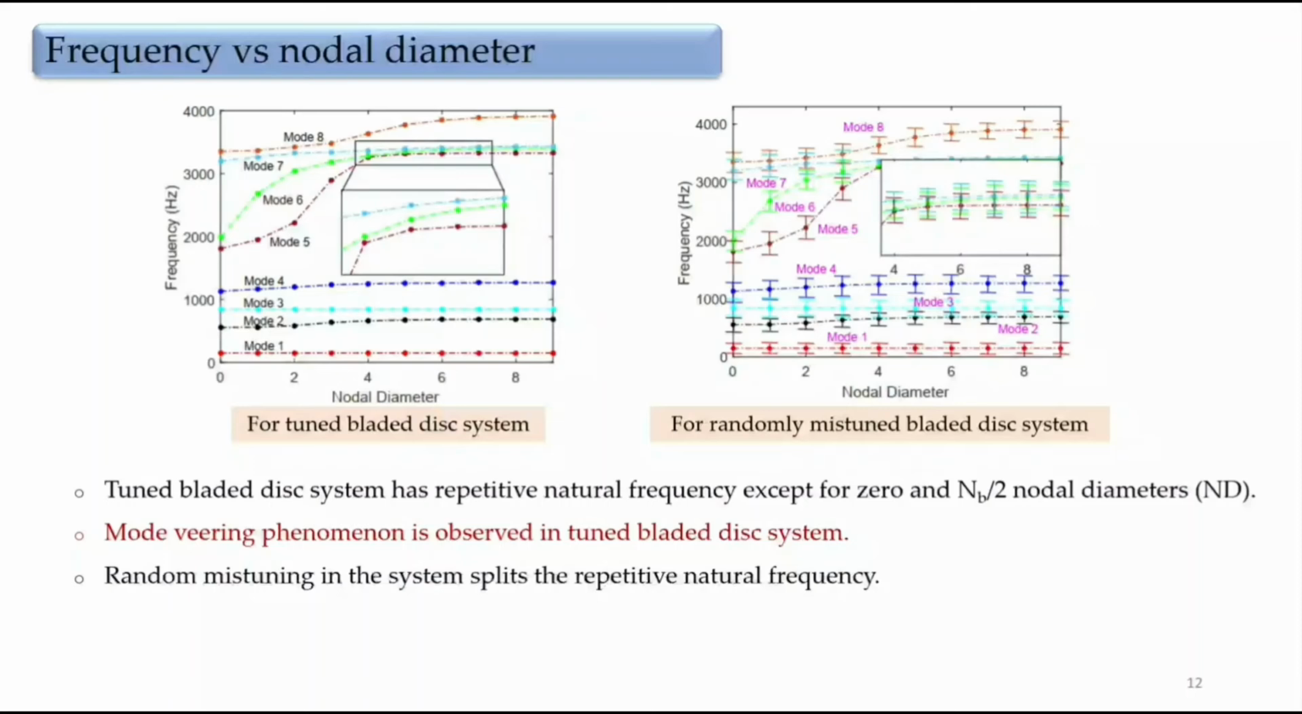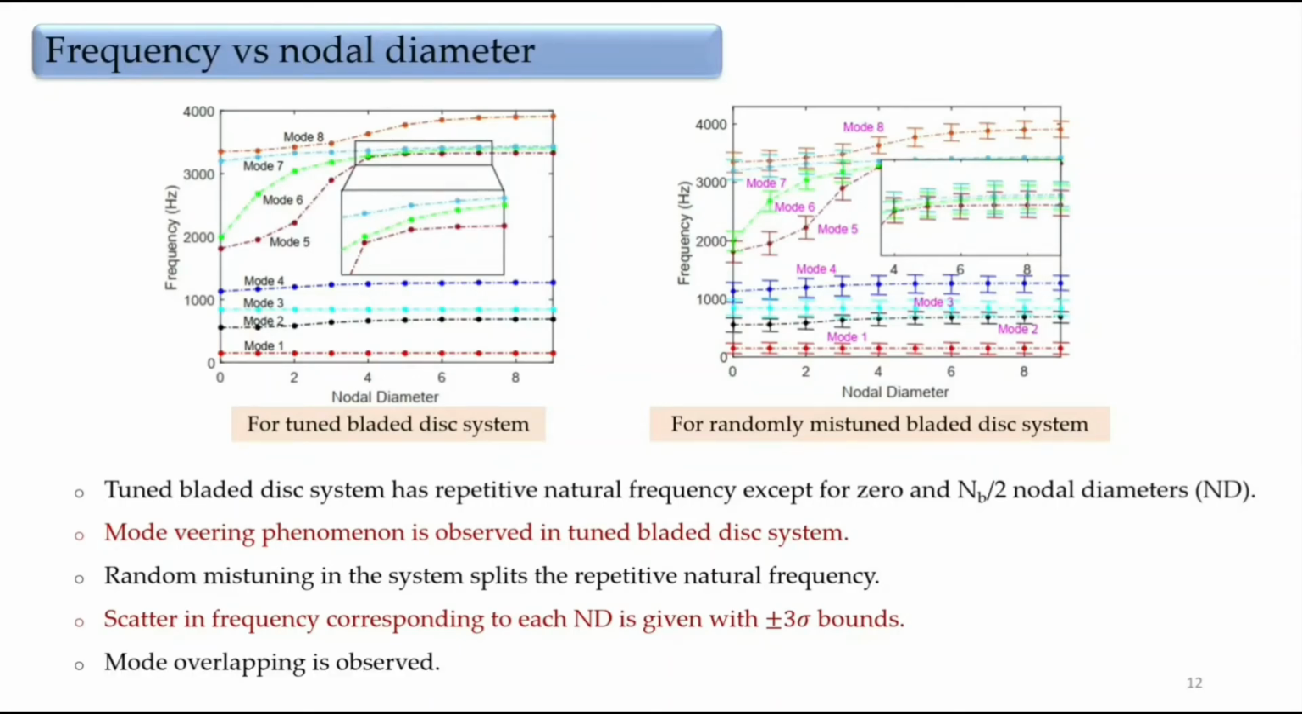This figure essentially quantifies the range of frequency for different nodal diameters, which is given by the plus minus 3 sigma bound, where sigma is the standard deviation of the scatter. It can also be seen that for the tuned case, modes never intersect, but in this case there is an overlap in scatter which leads to mode overlapping. Therefore, a designer can compute the probability of such mode crossings, and it gives an additional metric for target reliability based design.